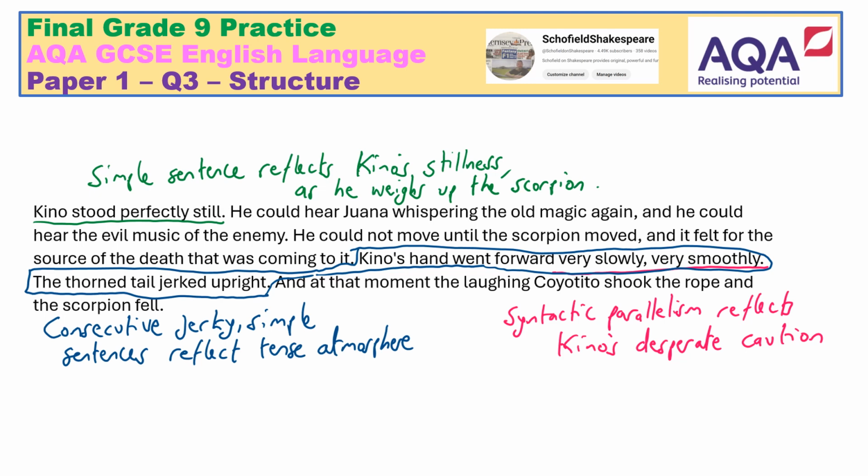There are two further simple sentences in this paragraph. "Kino's hand went forward very slowly, very smoothly." "The thorned tail jerked upright." These simple sentences are tense and jerky in effect. Any movements that are taking place are minute and short. Kino, of course, wants to try to catch the scorpion before it stings his son.